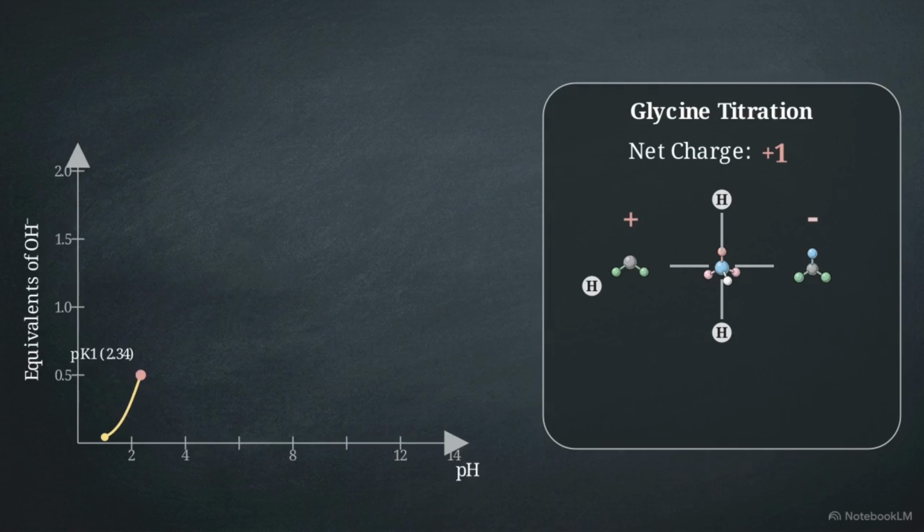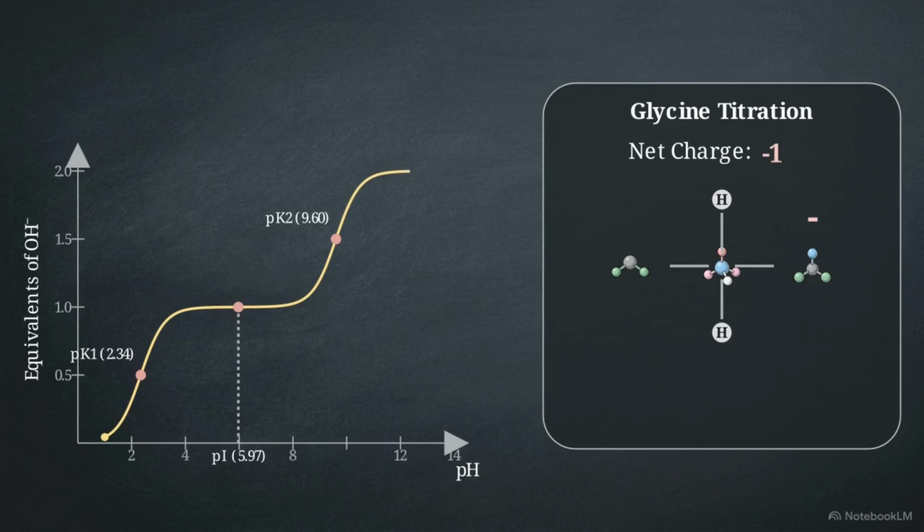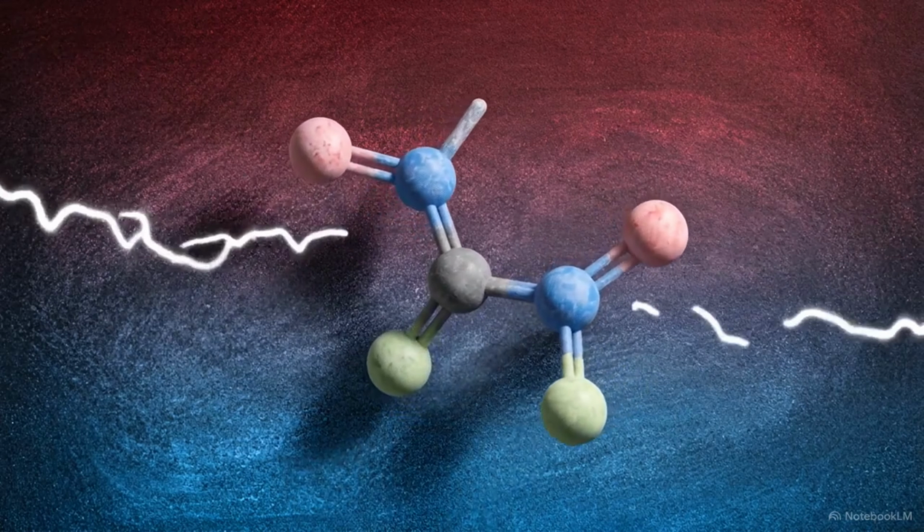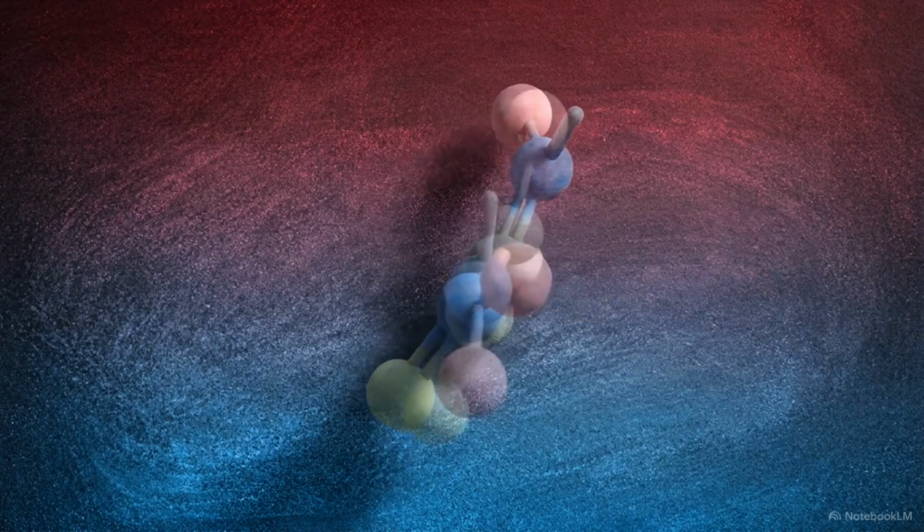As we add a base, the pH rises, approaching the first critical threshold. At pH 2.34, we reach pKa1, the point where the carboxyl group loses its proton. Continuing the titration to the midpoint between the two pKa values brings us to pH 5.97, the isoelectric point. At this specific pI, glycine exists as a zwitterion with exactly 0 net electrical charge. Driving the pH even higher eventually leads to the second inflection point. At pH 9.60, the amino group loses its proton, resulting in a net charge of -1. This shows that the electrical charge of an amino acid is a highly dynamic variable, entirely dependent on the local pH.